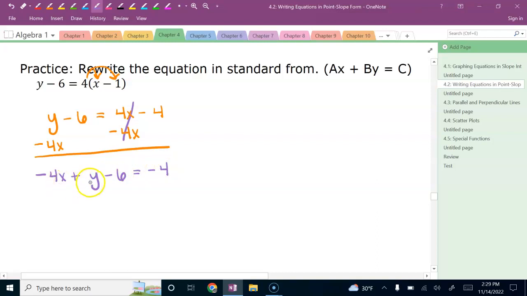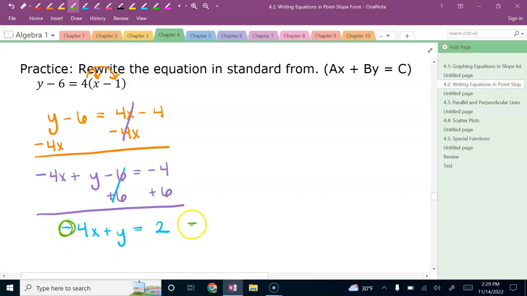So I've got my x and my y on the left. Now I want to move 6 over by adding it to this side. So I have negative 4x plus y equals 2. The only thing that I see that's the problem is this negative sign in the front. So I'm going to switch all the signs so that that becomes a positive 4x. And then it would say minus y equals negative 2.